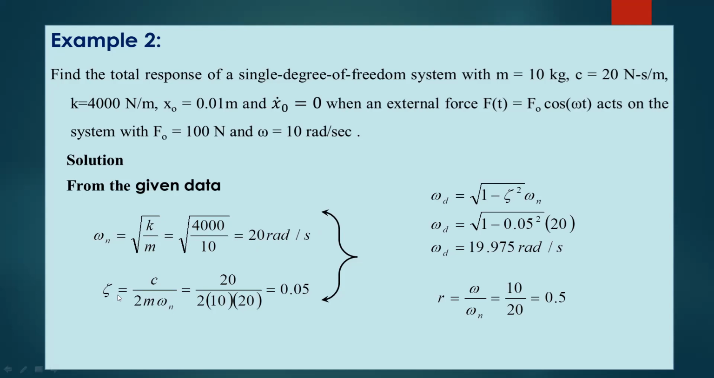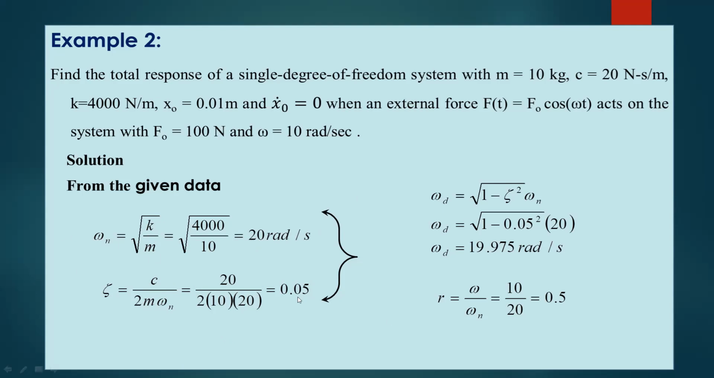Then the damping ratio zeta is equal to C over Cc, where Cc means the critical damping coefficient. So Cc is 2 m omega n. C over 2 m omega n gives you 0.05. That is the damping ratio.